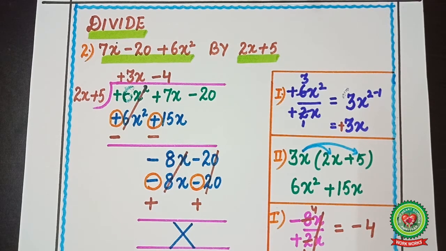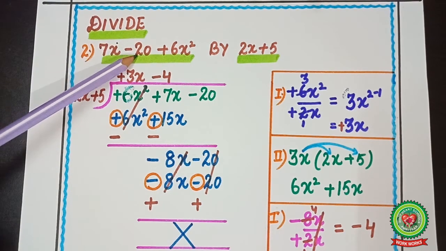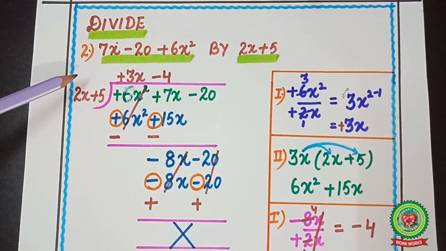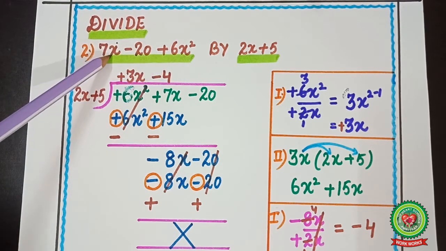Now the very first step for long division is that we have to see whether the given polynomial is in descending order or not. That means whether the powers of the variables are in descending order or not. Firstly, you can see here there is 7x, next is minus 20, next is plus 6x squared. That means they are not arranged, so we have to arrange them in descending order. You can see that one variable is given to us in this statement, that is x, and the powers are also given to us.